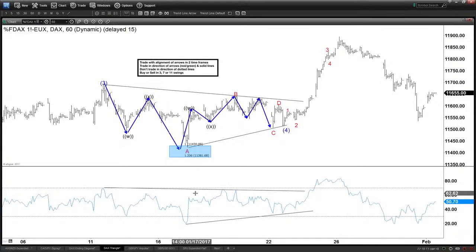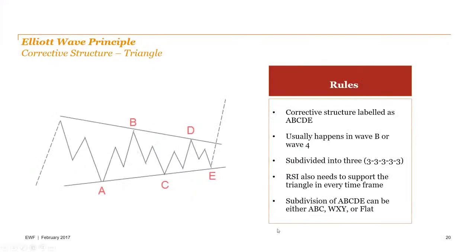You notice here in the RSI, how the RSI also confirms the shape of the triangle, right? So the RSI also needs to confirm the shape of the triangle to get a better quality triangle. Now if the RSI does not, for example, if the wave B spikes up, breaks above this, then the shape of the RSI does not conform to the shape of the triangle, and you will have more chances to be wrong to label it as a triangle. Okay, so that's what we meant earlier by saying RSI also needs to support the triangle.